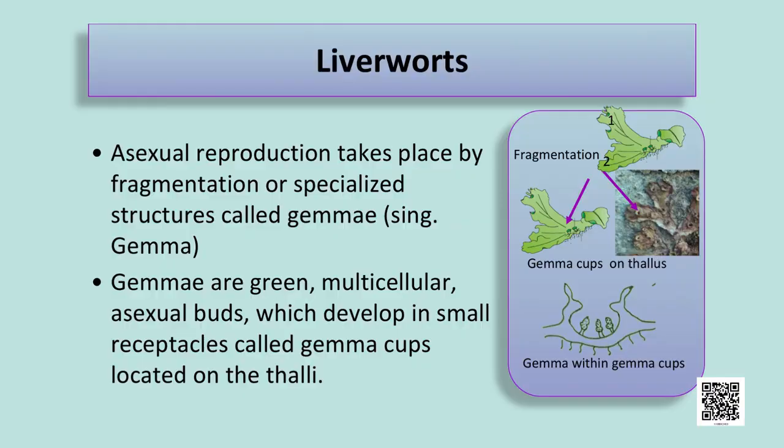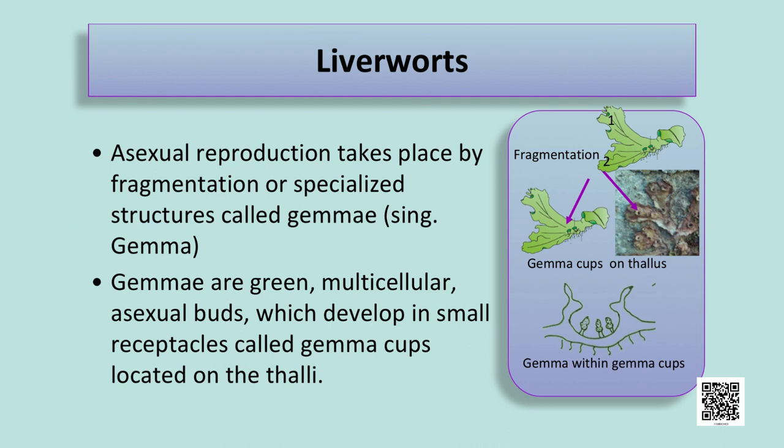These are the common features of all the bryophytes. Now, we will discuss some unique features of liverworts and mosses separately. In liverworts, asexual reproduction takes place by fragmentation. Each lobe, if separated from the parent body, grows into a new plant.